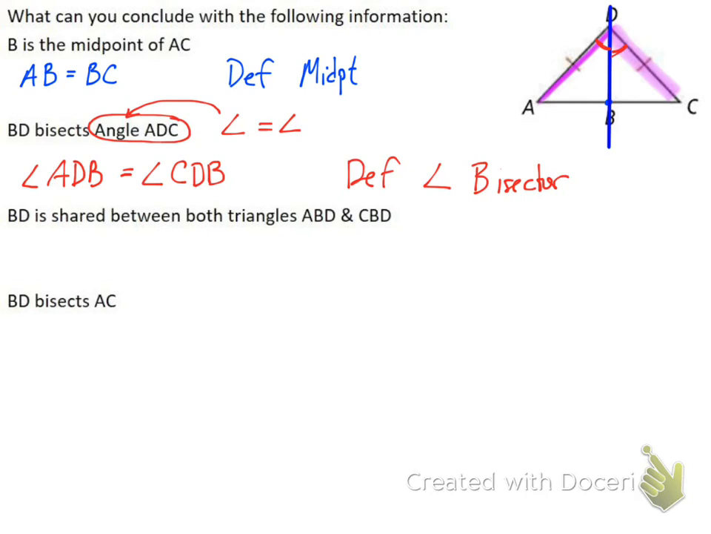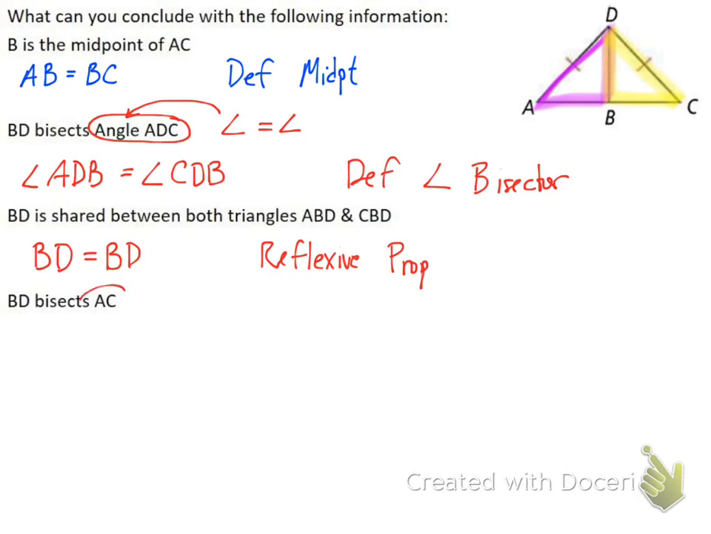This next one is kind of different. It says that BD is shared between both triangles. If we look at triangle ADB and triangle CDB, the overlap is BD. So what I can say is that BD is equal to BD by the reflexive property. Reflexive property means stuff is equal to itself, and we'll use it when we have an overlap between side lengths in two triangles.